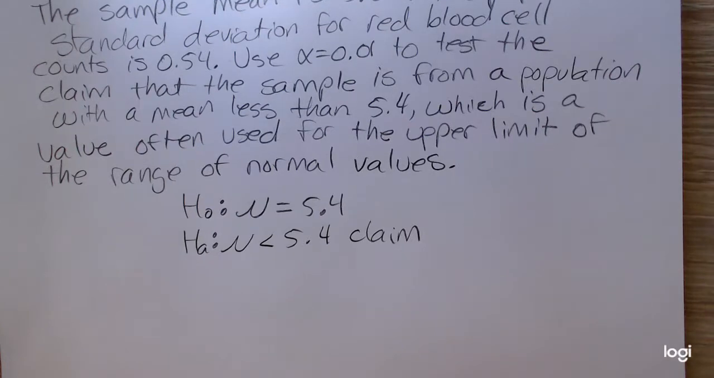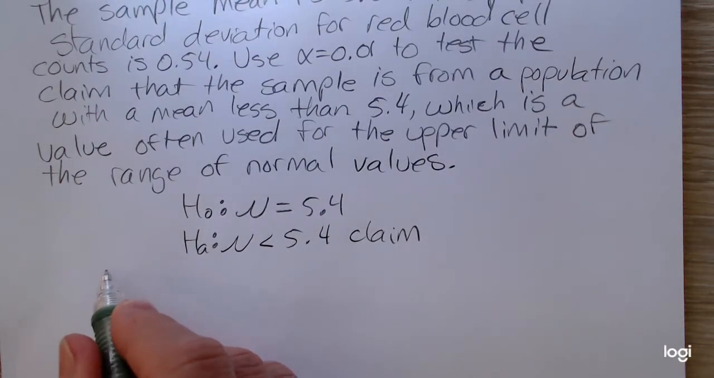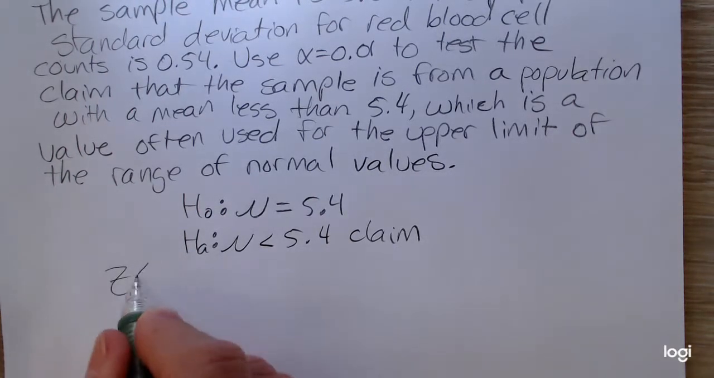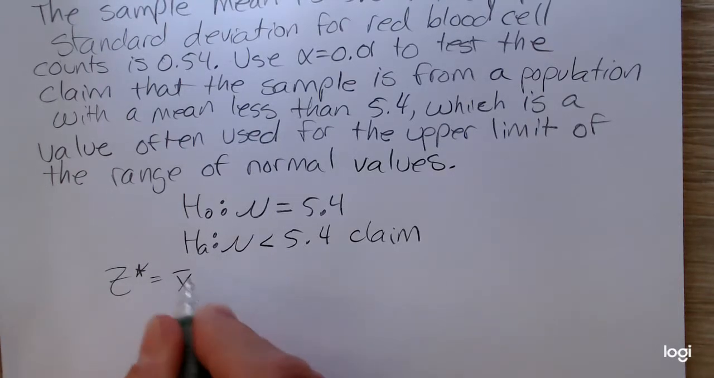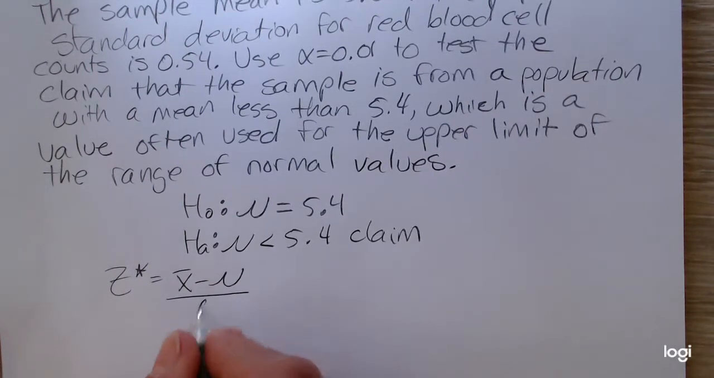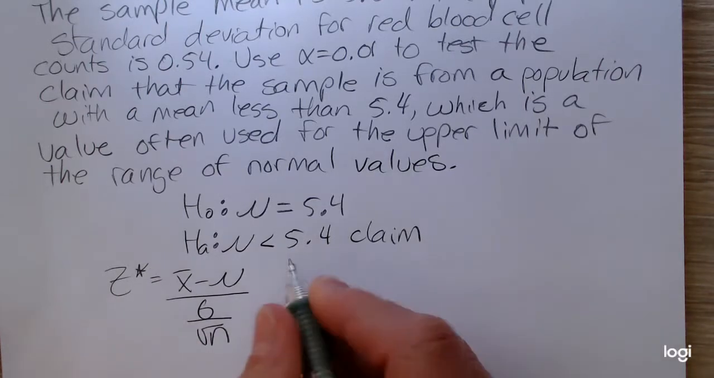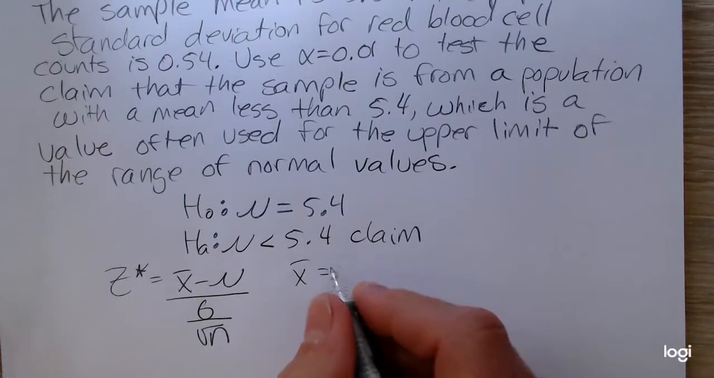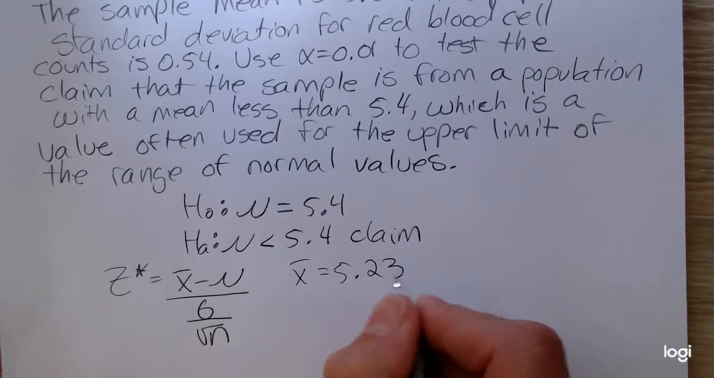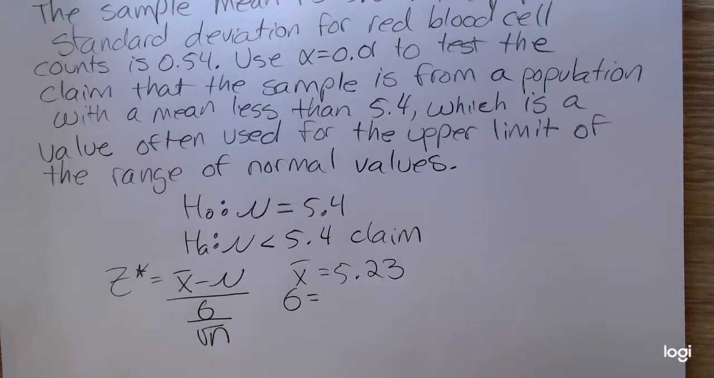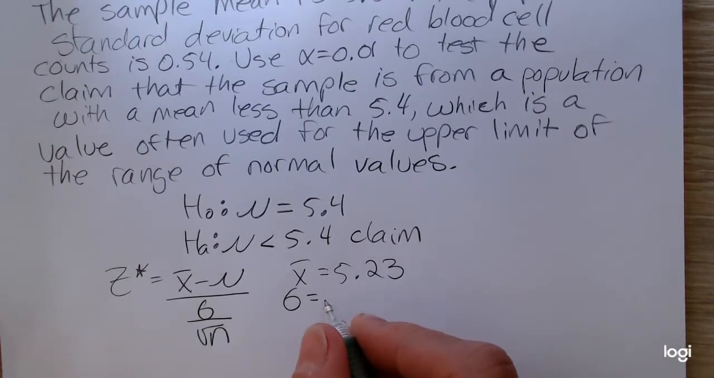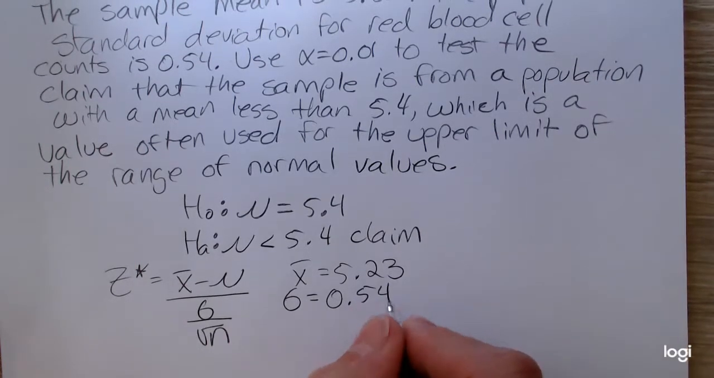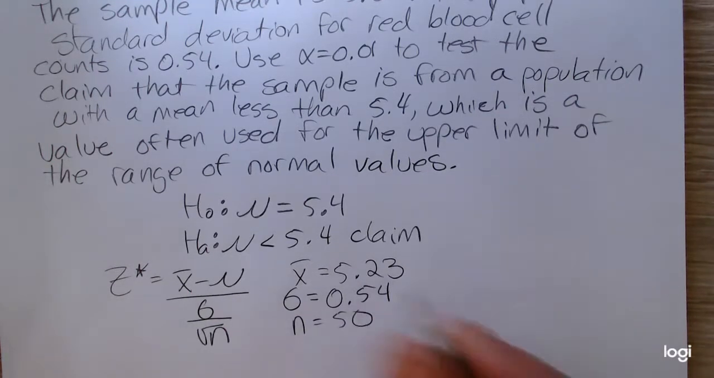Now I want to use the p-value method for this. And we're going to need our standardized test statistic, which follows the z-distribution. It's what we observe minus what is hypothesized over sigma over the square root of n. So from the problem, x bar was 5.23. Our assumed population standard deviation is 0.54, and our sample size is 50.